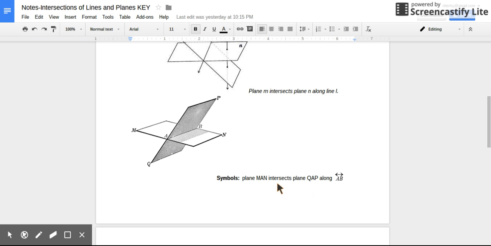So plane MAN is intersecting plane QAP along this entire line AB. So again, even though it looks like a segment, these planes are extending forever in all directions, as well as this intersection. So it's a line AB.